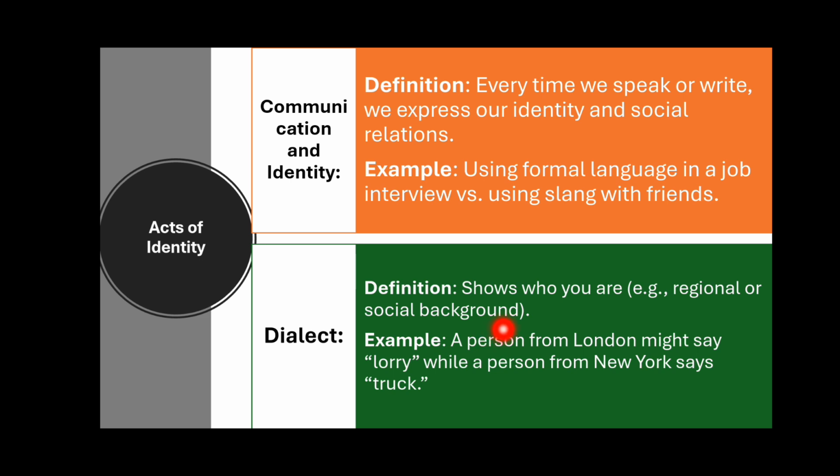For example, a person from London might say lorry, while a person from New York says truck, because these two people belong to different regions. So a person who's living in the UK or in London will say lorry, while the person who's living in New York or the USA might say truck. So this difference is based on region, and it shows our identity. Fine.